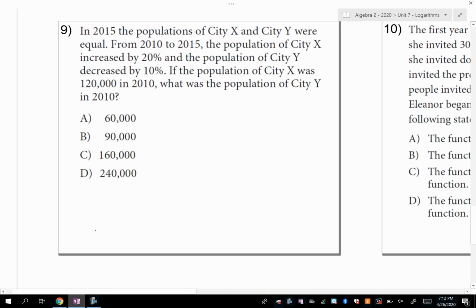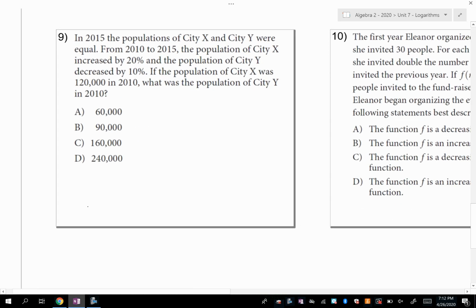All right. Number 9. I'll just be honest with you, this one is not really an exponential or logarithmic question, but I wanted to put it on here because it does talk about the population increasing and decreasing. So it's not really exponential, but it's still a little tricky. We've got city X and city Y, and it says they have the same population in 2015. But in 2010 they had different populations, and city X's population in 2010 was 120,000. So this is 2010. And in 2015, city X's population over those years increased by 20%. So if you look at 120,000, 10% of that is 12,000. So 20% is 24,000. When you add that together, you get 144,000.